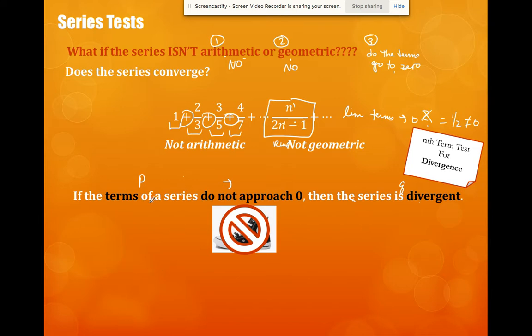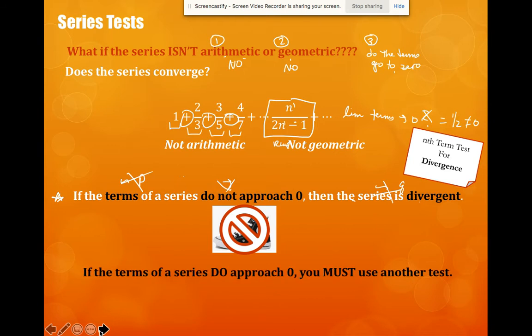It's also not true that if the terms do approach 0, don't assume that the series therefore converges. None of those are true. This is only the nth term test for divergence. If the terms of the series do go to 0, you might converge, but you might also diverge, and you have to use another test to figure it out.